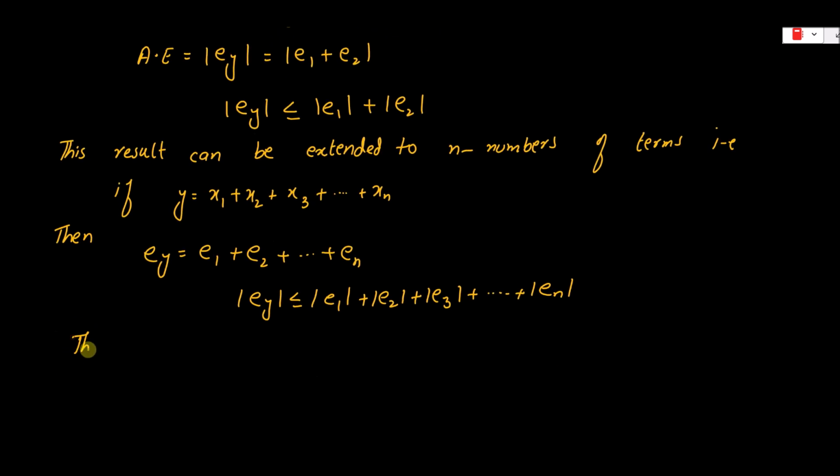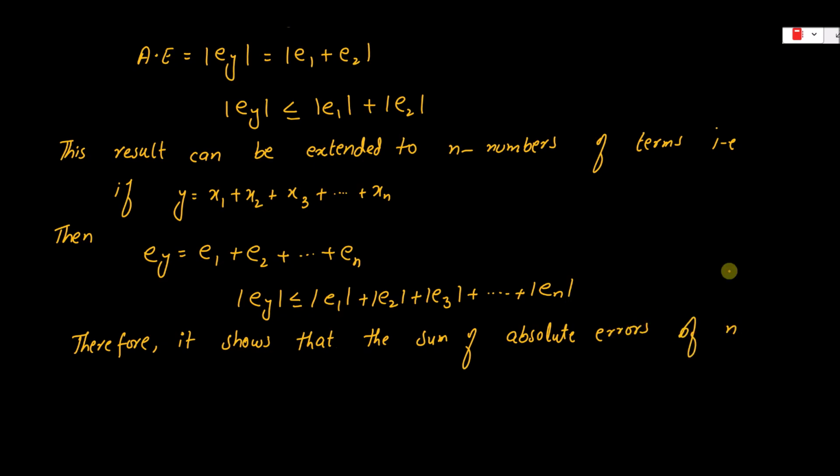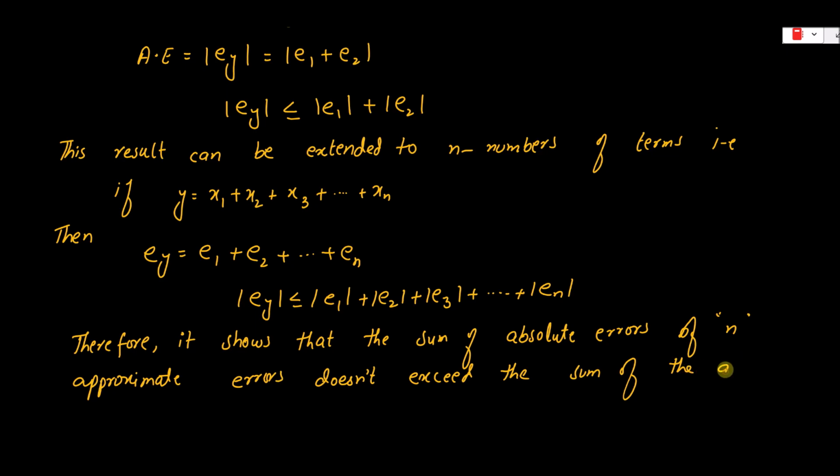So we concluded that, therefore, it shows that the sum of absolute errors of n approximate numbers doesn't exceed the sum of the absolute errors of the numbers. So that is the result of the error accumulation in addition.